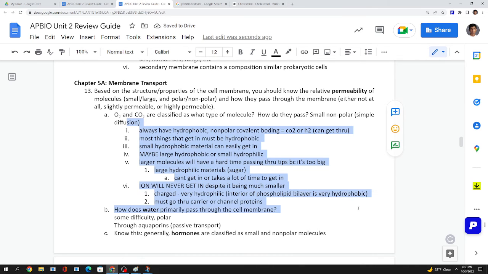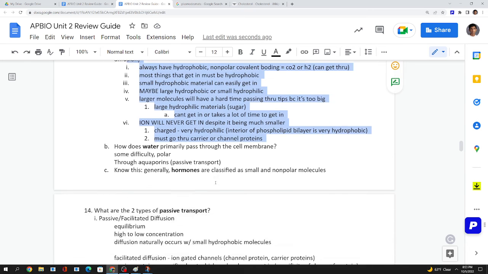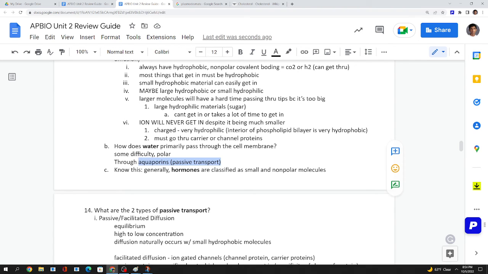Anyways, I have the list here from what I described earlier. How does water primarily pass through the cell membrane? Some of the water can pass through simple diffusion, which is just naturally going through the plasma membrane. Some of it can, but most of it goes through the proteins on the plasma membrane, and those specific proteins for water are called aquaporins.